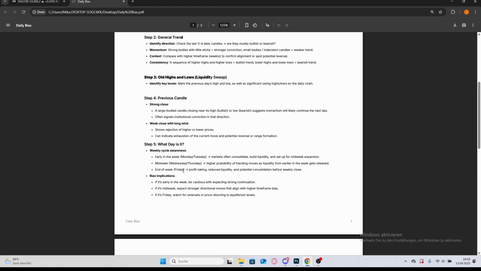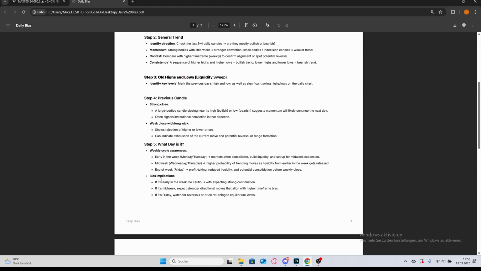And at the end of the week, for example, Friday, it's profit taking, reduced liquidity, consolidation. Sometimes we see a move in the same direction like we had on Wednesday or Thursday. Sometimes we have a reversal, but you should be aware, okay, what day is it? What was the price action before? What could happen today? I prepared a setup, I will show this. And this can also have an impact on your bias. For example, if it's early in the week, be cautious with expecting strong continuation or huge swings.